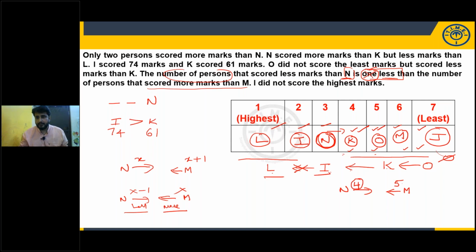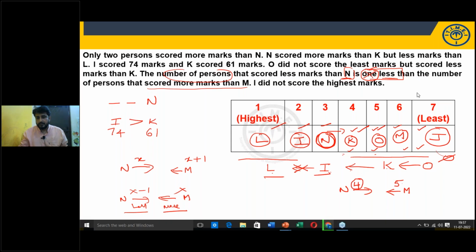Are you clear with the arrangement? Anyone want me to repeat? Sneha, you want me to repeat? Arundhati, you want me to repeat? I can't ask name by name. Please respond. Anyone want me to repeat?